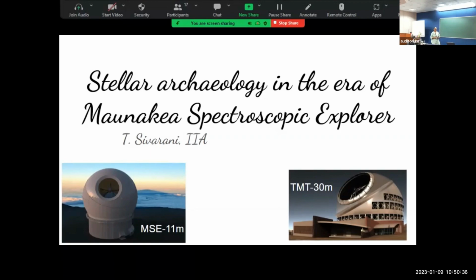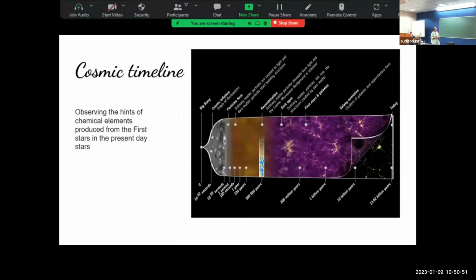I'm not going to cover the entire topic, it's a very broad topic. I would cover some of my favorite aspects of stellar archaeology with the Maunakea Spectroscopic Explorer, and possibly some connection to TMT. So this is the cosmic timeline.